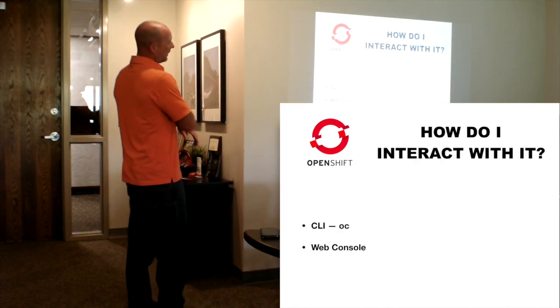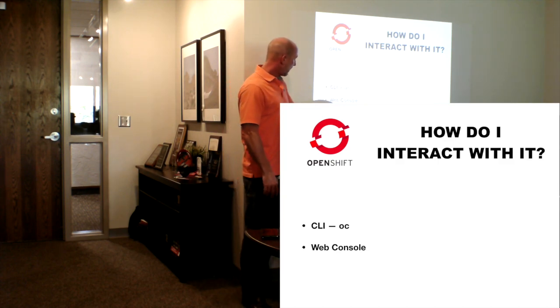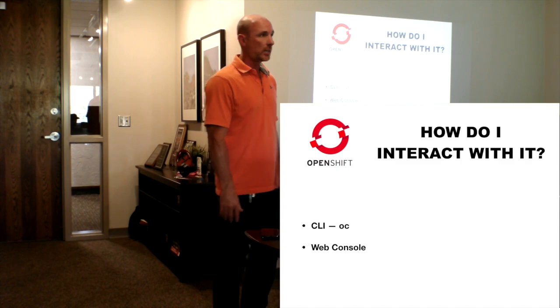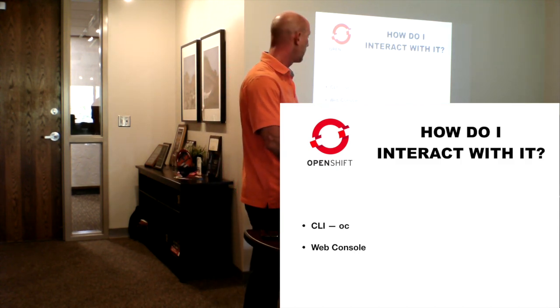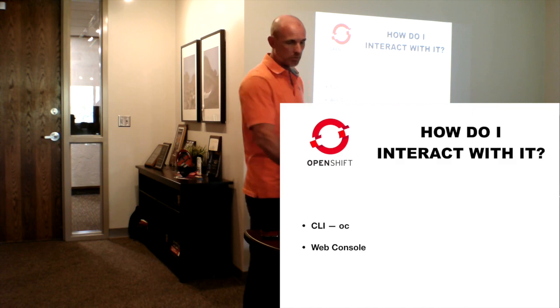How do I interact with it? Same as before. I get a CLI. The CLI is oc, and I have a web console. The web console in OpenShift is pretty good. It gives me access to do most things. There's some administrative stuff you can't do, but for the most part, everything I can do in kubectl and oc, I can do in the web console.